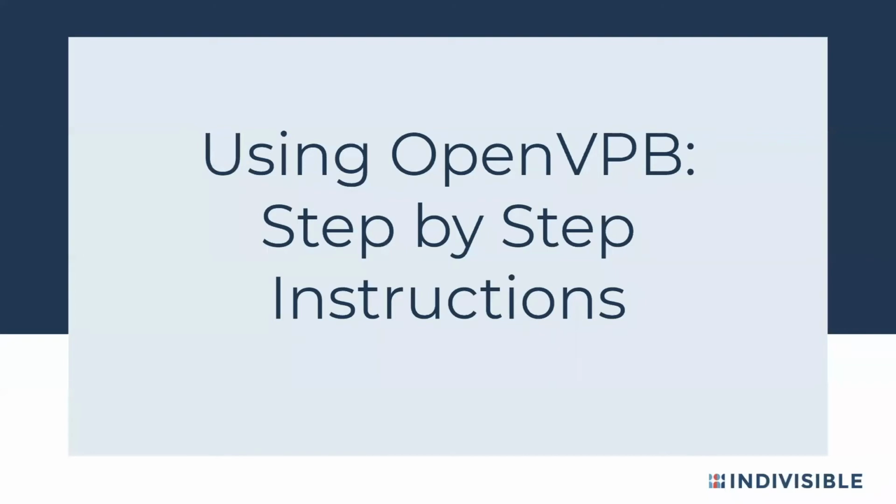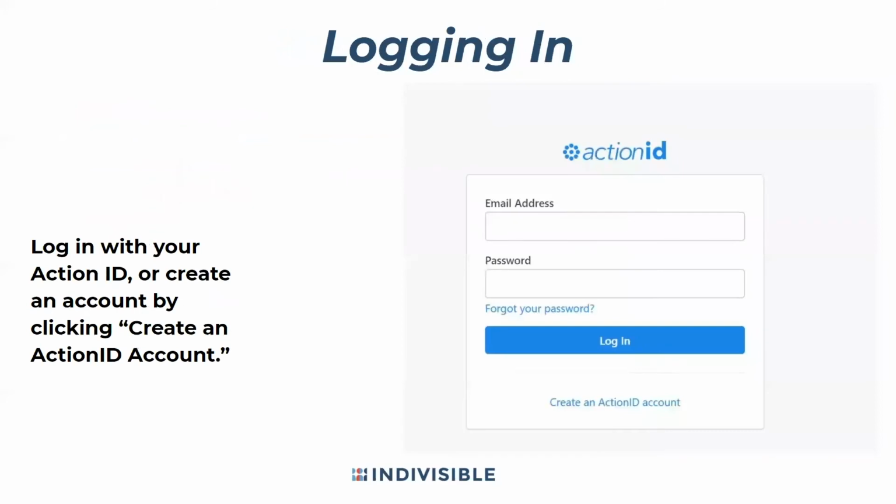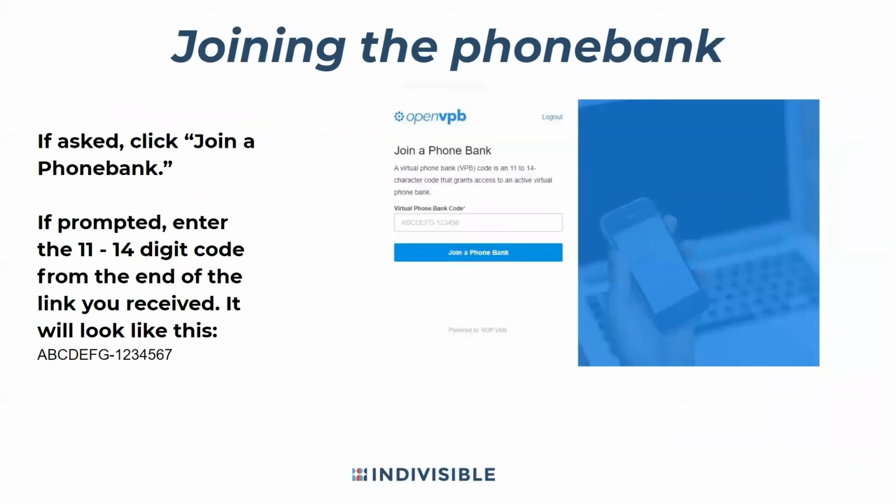Now let's go through the step-by-step instructions for making calls through OpenVPB. Once you are approved for OpenVPB access, your regional organizer or group leader will provide you with a link. When you're ready to phone bank, navigate to that link and click on Get Started. If you have an action ID from past phone banks or other actions, log in with that action ID. If you do not have an action ID, you can create one via the Create an Action ID account link below the login fields.